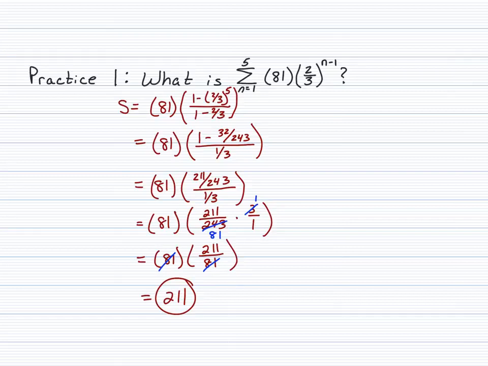All right, so then just working this out, 2/3 raised to the 5th power means 2 to the 5th power, which is 32, and 3 to the 5th power, which is 243. So this would be 243 over 243 minus 32 over 243, which is this. And then dividing by 1/3, you multiply by 3 over 1. You can cross-reduce here. And then that gives you 211 over 81, which the 81s will cancel out, leaving you with 211 as your solution.